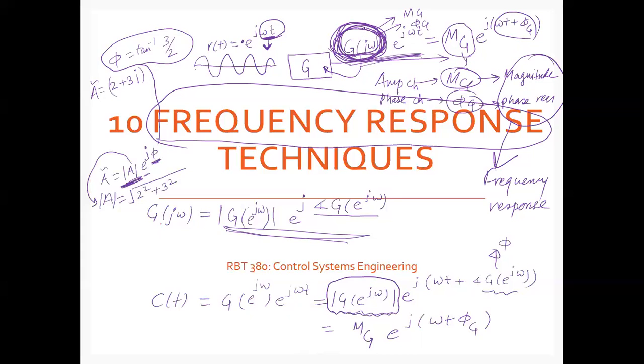This is called frequency response. It has two parts. One is the magnitude, the other one is phase, Mg and phi g. That's called frequency response.